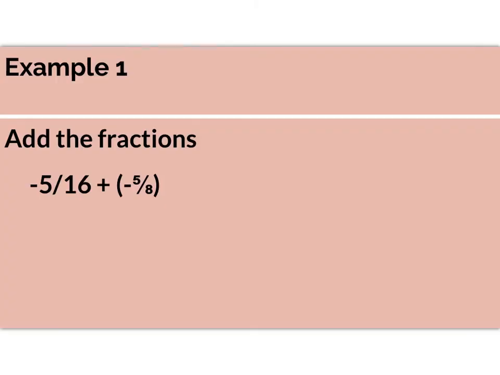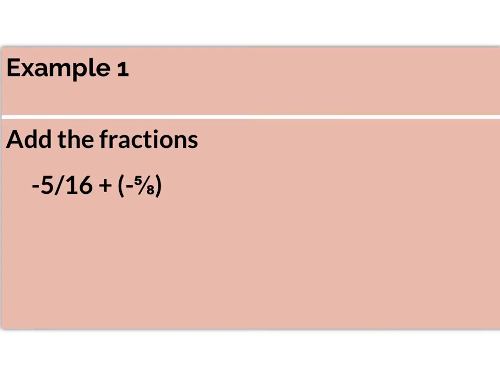Some rules and some notes for you. And our first example, negative 5/16 plus negative 5/8. After dealing with our integers, what I'm going to tell you to do is just line them up vertically, and then we've got two negatives. Our answer is going to be negative, but we cannot add or subtract fractions with different bottoms.